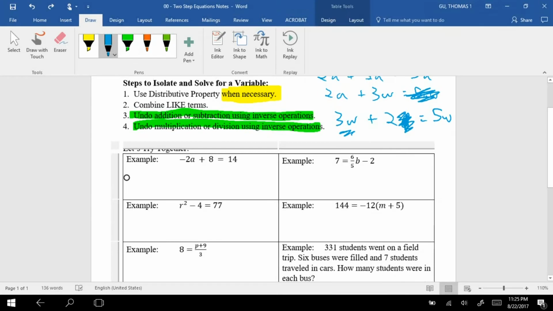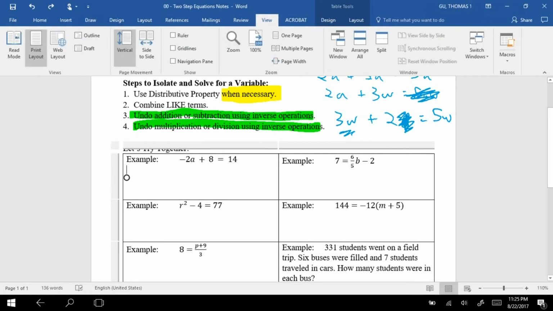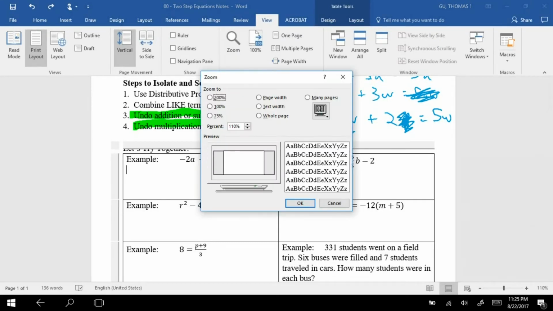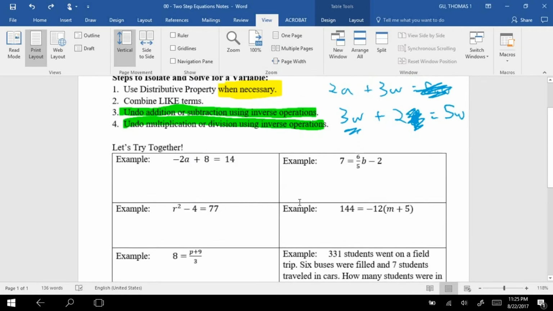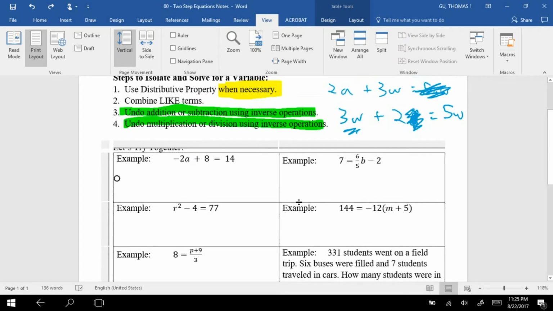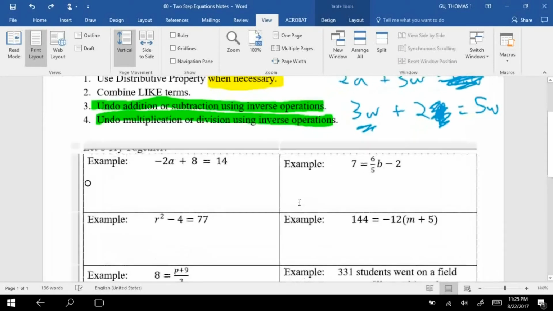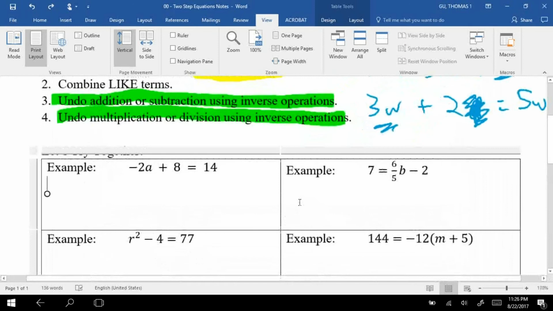Here we go. Before we start these examples, let's see if we can make this a little bigger, because my eyesight's not the best in the world. Boom. Oh, we can make it even a little bigger. Oh, we can just put my fingers on the screen. That's crazy. Okay, here, let's go.